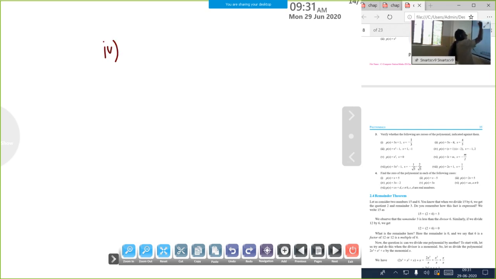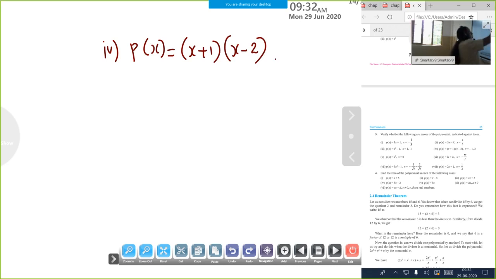Your fourth question. P of x equals x plus 1, x minus 2. Here also two values are given there. X has two values, minus 1 and 2. These are the two values. First we check for minus 1. What we need to do?